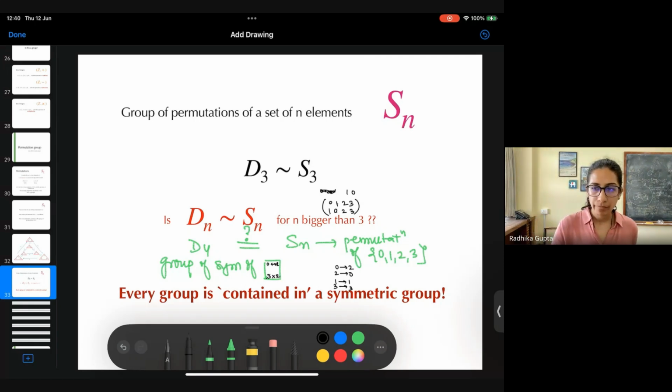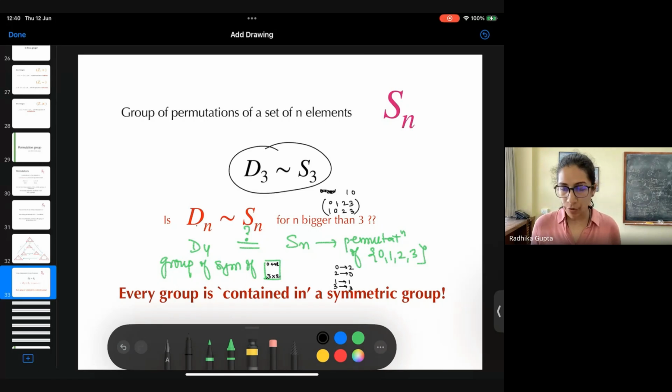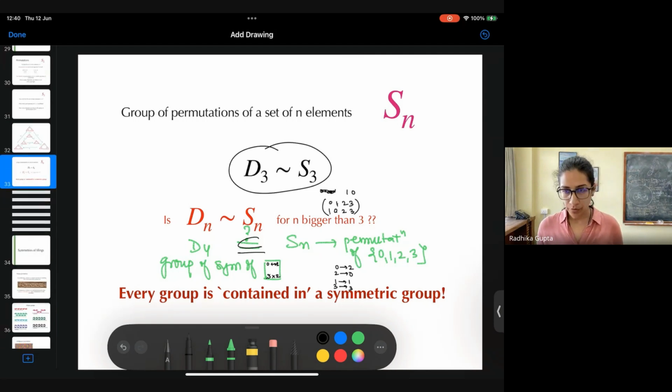So for 3, even though I had 2 different ways of coming to the same group, for higher n these are different groups. But the dihedral group is contained in the group of symmetries. And in fact, every group is contained, in quotes, because you have to say what that means, but in some sense, every group is contained in a symmetric group. Okay.